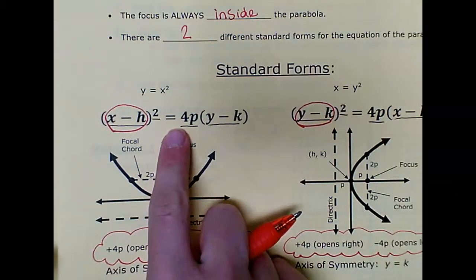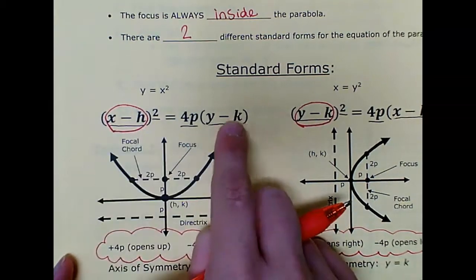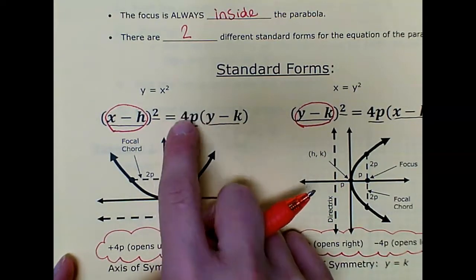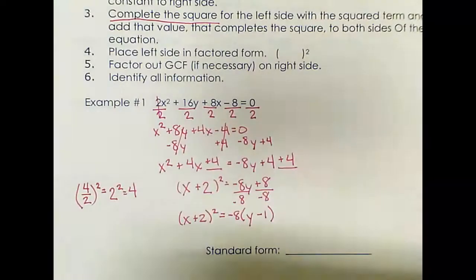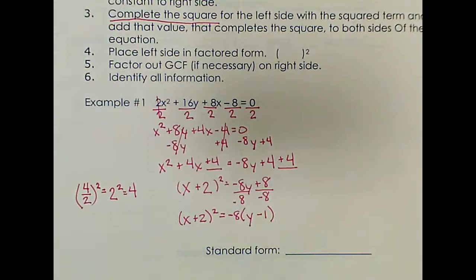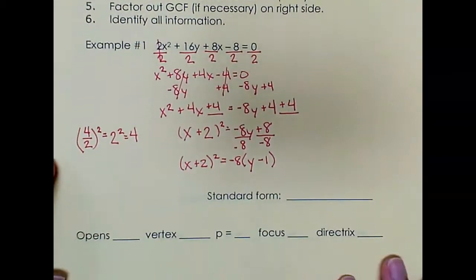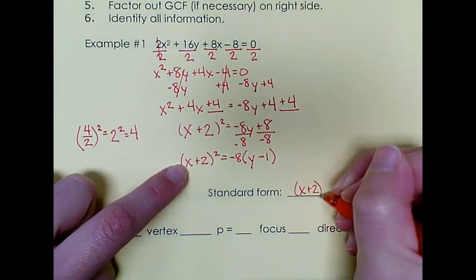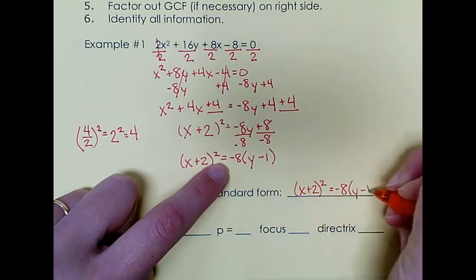in standard form. So now I'm going to go identify all of the information, remembering that h is always with the variable x, k is always with the variable y, p is here, but you'll have to take that number and divide it by 4 to get the actual p value. And then we'll kind of put together those pieces to find the focus, directrix, and focal chord. So standard form is x plus 2 squared, and that equals negative 8 times y minus 1.